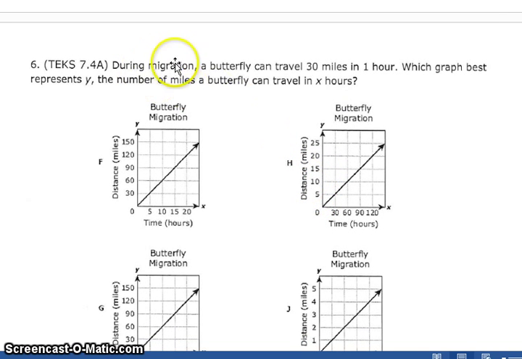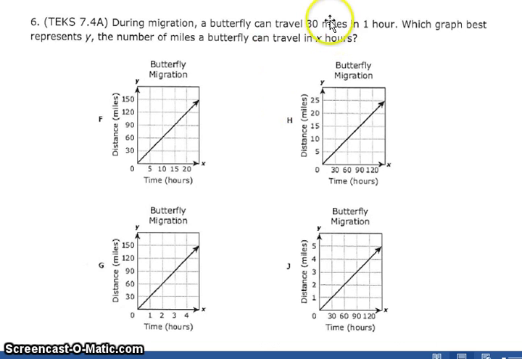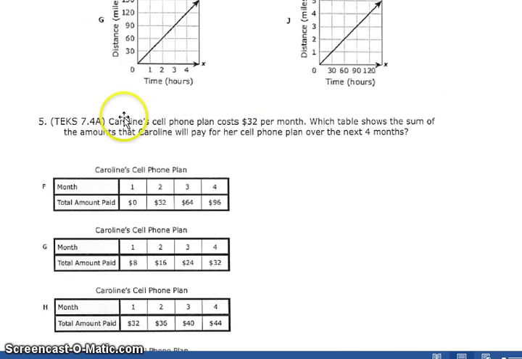Next, during migration, a butterfly can travel 30 miles in 1 hour. Which graph best represents Y, the number of miles a butterfly can travel in X hours? Keep in mind this 30 in 1 hour is the most important number in this question. Try to match that up in your answer choices.